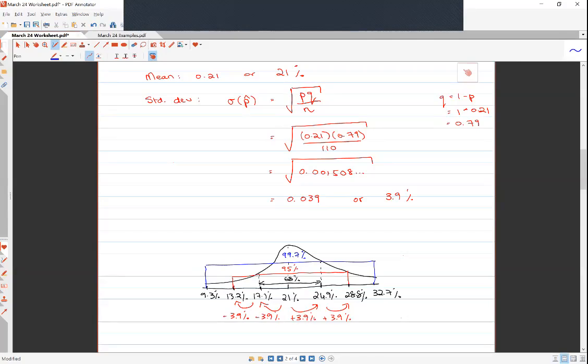What the 99.7% band tells us is that it's highly unlikely that someone doing this experiment would see fewer than 9.3% of vehicles being Ford, or that they would see more than 32.7% of vehicles being Ford. Because 99.7% of all the values will be in that range.